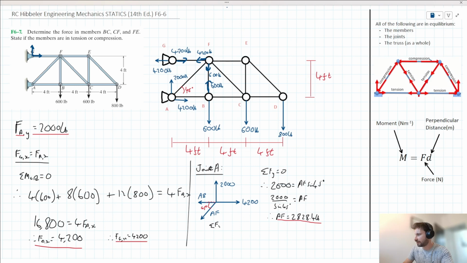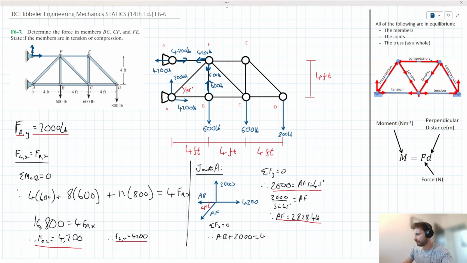So we can say forces in X are equal to 0, therefore things acting to the left are equal to things acting to the right. Let's look at things acting to the left. So we've got AB, and then we've got the horizontal component of AF. Note, AF is acting at a 45-degree angle here. What that means is its horizontal component is equal to its vertical component. And we established earlier that 2,000 is equal to its vertical component. So we could just go ahead then and write in 2,000 here for the horizontal component of AF.